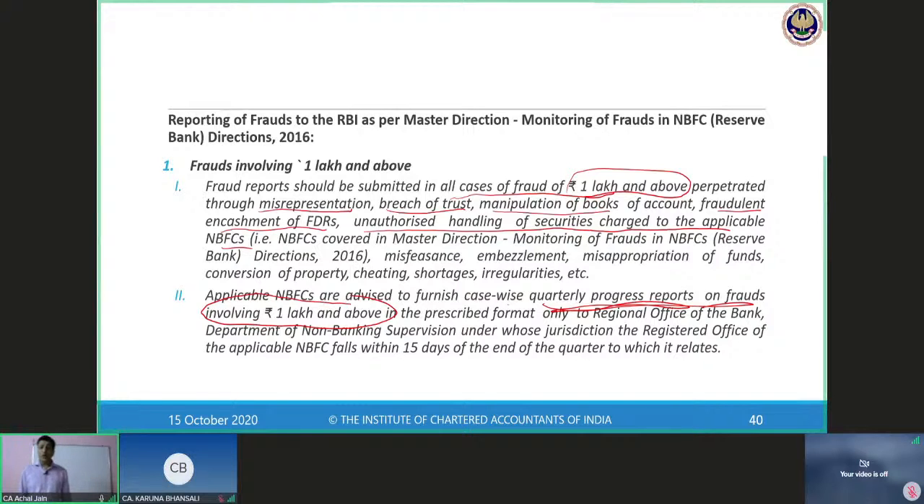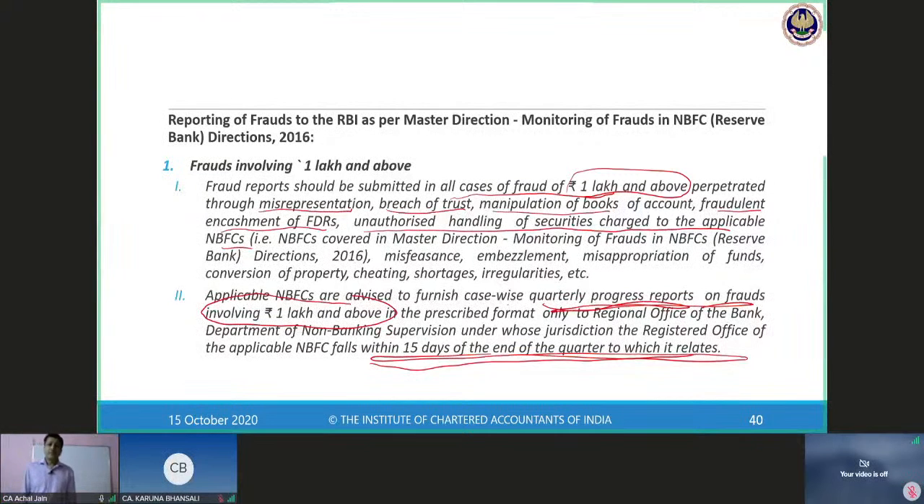In the prescribed format only to the regional office of the Reserve Bank, Department of Non-Banking Supervision, under whose jurisdiction the registered office of the applicable NBFC falls, and this reporting is required within 15 days of the end of the quarter. So let's suppose the quarter ends on June. So by 15th of July, it should be given. If for the quarter ending September, it has to be furnished by 15th of October. That means today. Okay.